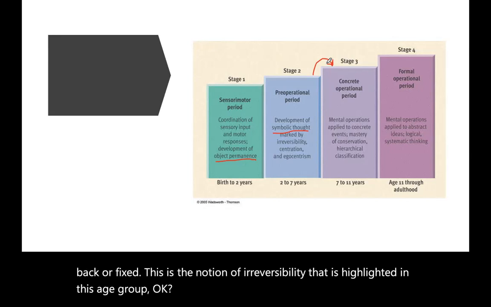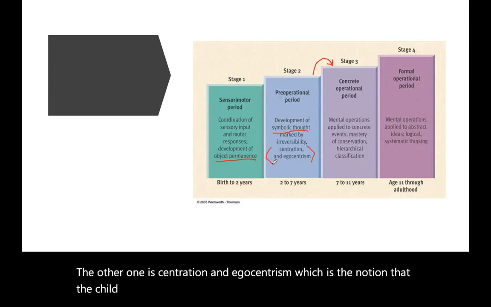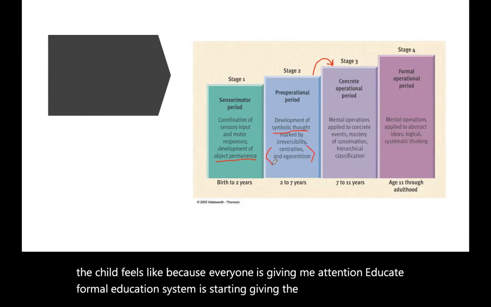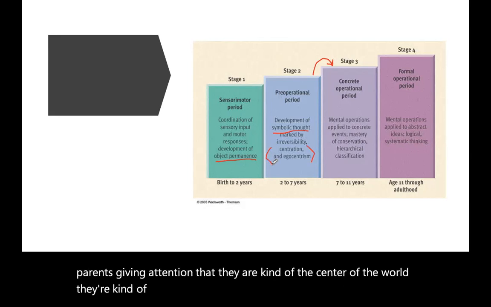The other one is centration and egocentrism, which is the notion that the child feels like, because everyone is giving attention, the formal education system is starting to give the child attention, the parents are giving attention, they are the center of the world. Everything is about them.